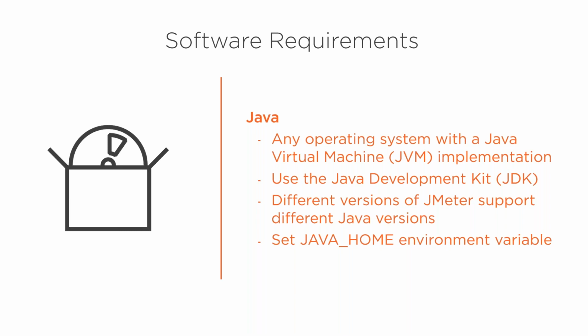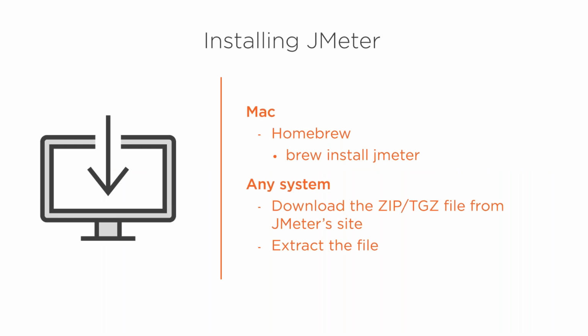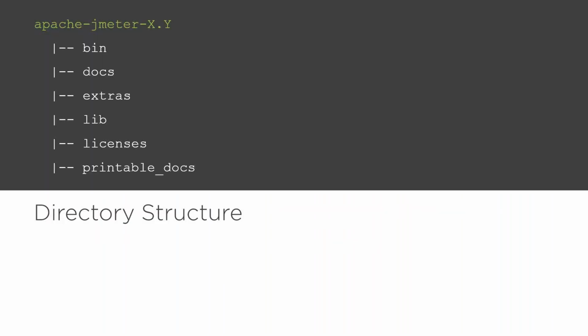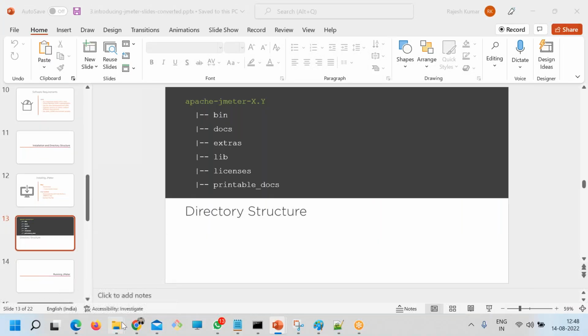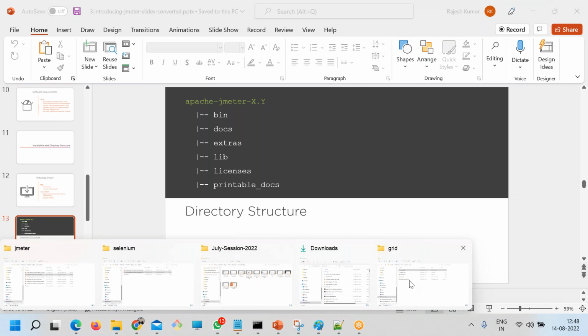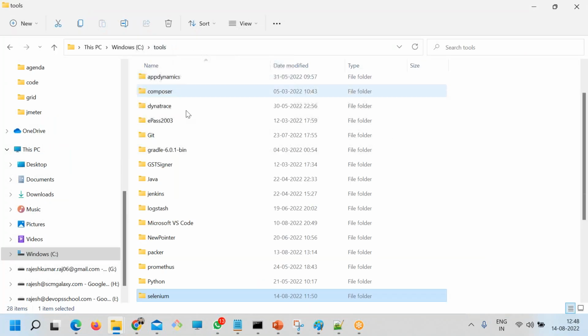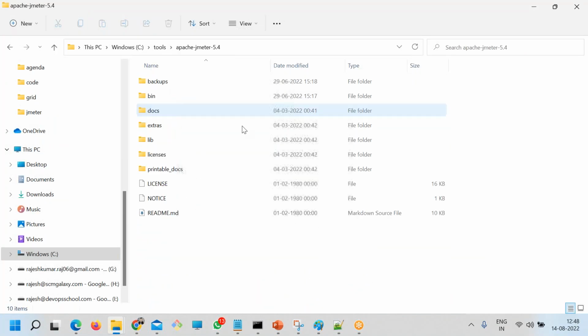The moment we say Java, that means you can use it in Windows, Linux, or Mac, any place. Now I want to show you some of the JMeter directory structure. I have already downloaded it, so I would like to show you. Go to the tools, and here is the JMeter.